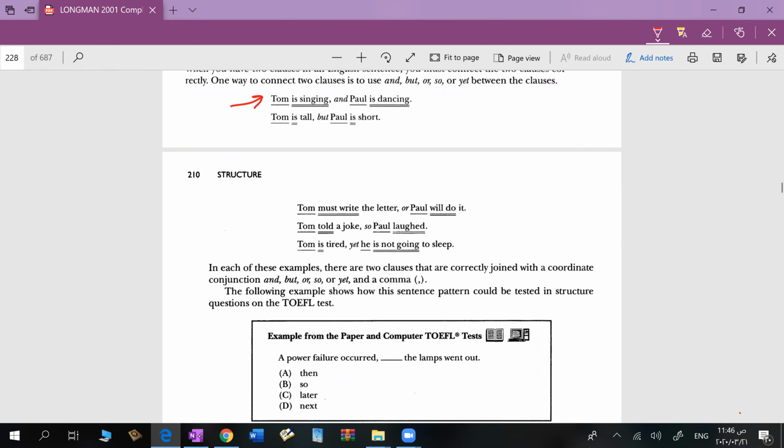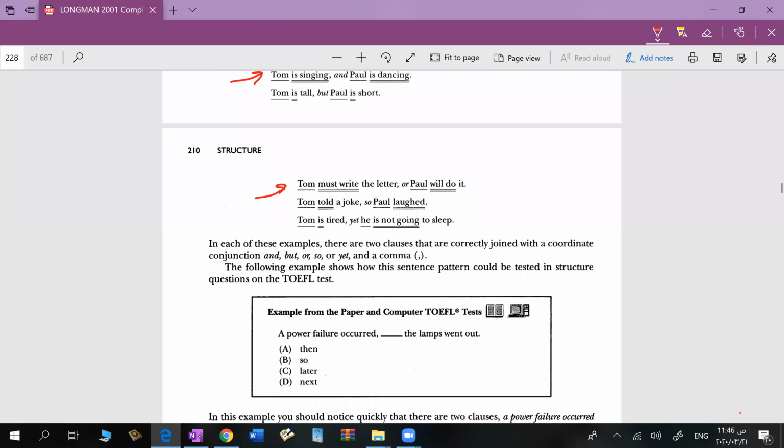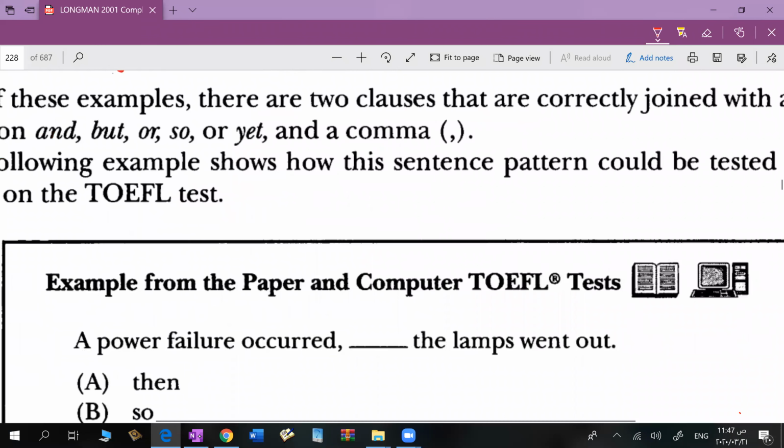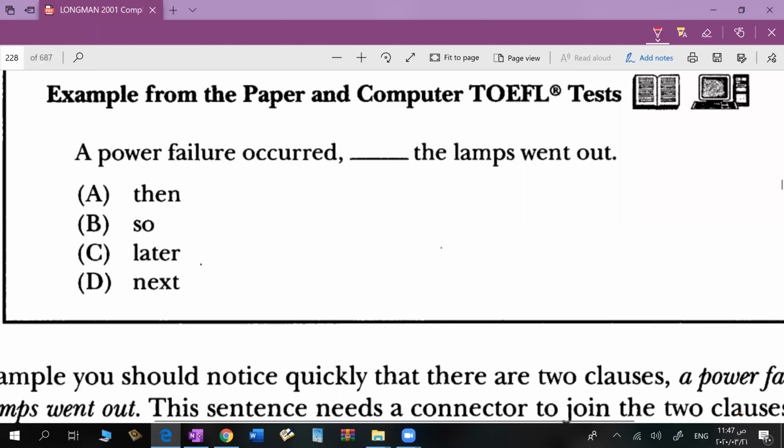Okay. Let's look at other examples. Tom must write the letter, or Paul will do it. Look at the comma here. Subject, verb, comma, or, subject, verb. Tom told the joke, so Paul laughed. Subject, verb, comma, so, subject, verb. Tom is tired, yet he is not going to sleep. Subject, verb, comma, yet, subject, verb. Only one structure. There is no other structure for this.